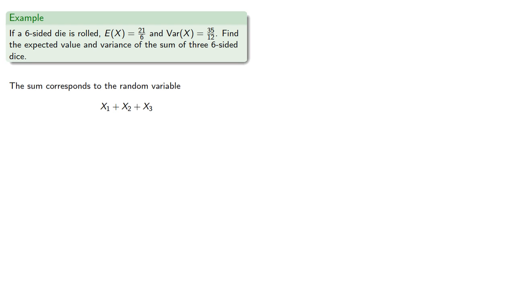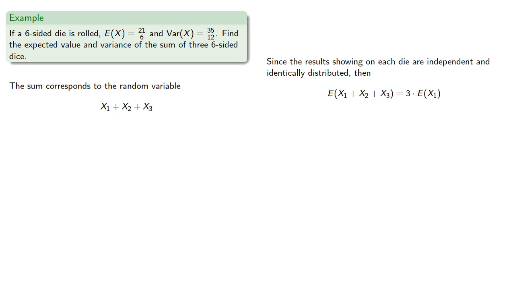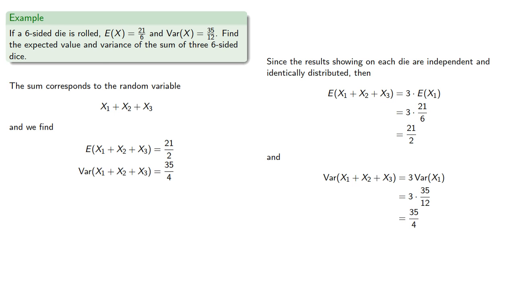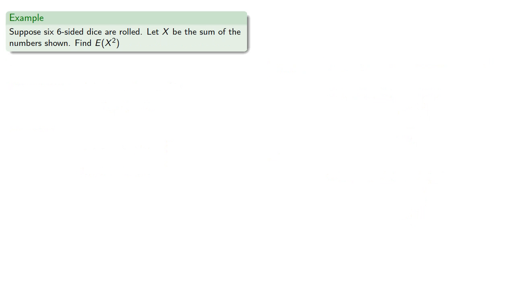So the sum corresponds to the random variable. Since the results shown on each die are independent and identically distributed, then the expected value of x1 plus x2 plus x3, well, that's 3 times the expected value of any one of them. And the variance is going to be 3 times the variance of any one of them. It's important to recognize that our formula works in any direction we want it to work.